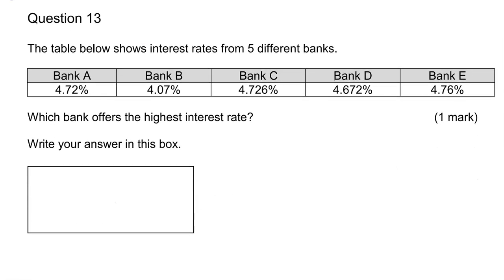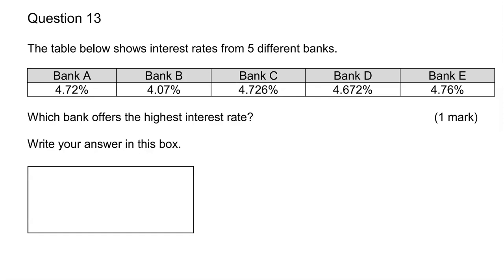The table below shows interest rates from 5 different banks. Which bank offers the highest interest rate? Write your answer in this box. So, we've got Bank A with 4.72%, Bank B with 4.07%, Bank C with 4.726%, Bank D with 4.672%, Bank E with 4.76%. So, they all begin with 4. So they are between 4 and 5%.